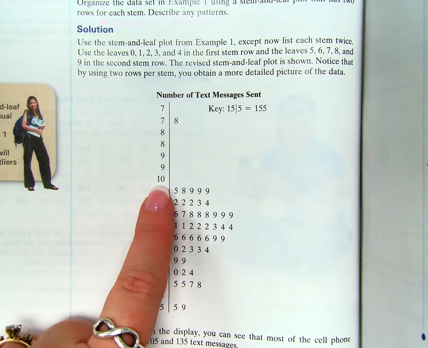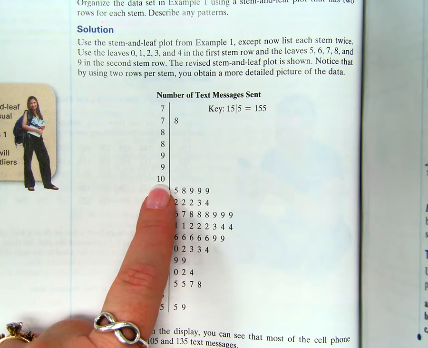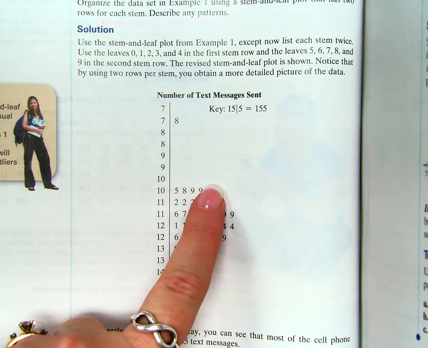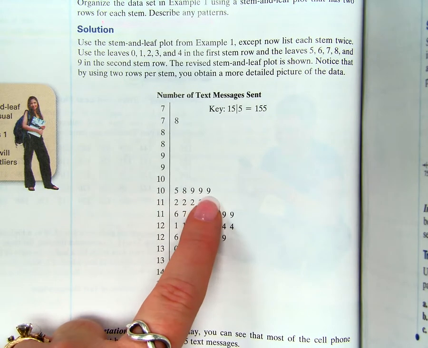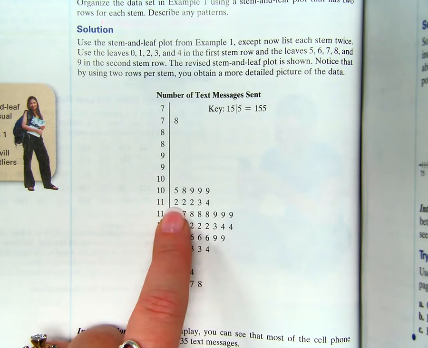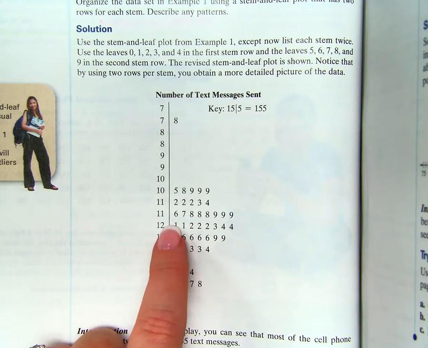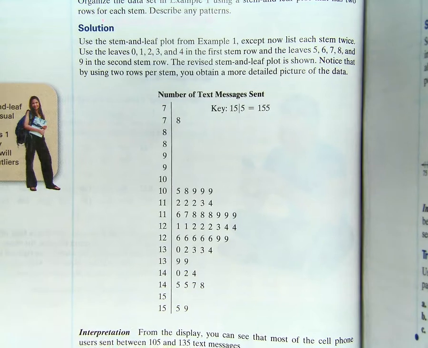Okay. This 10 represents the 100 and something, right? And then the leaves go from 0 to 4. And then these leaves go from 5 to 9. These leaves go from 0 to 4, and the next ones go from 5 to 9, and so on. Does that make sense? Just an alternate way to set it up.